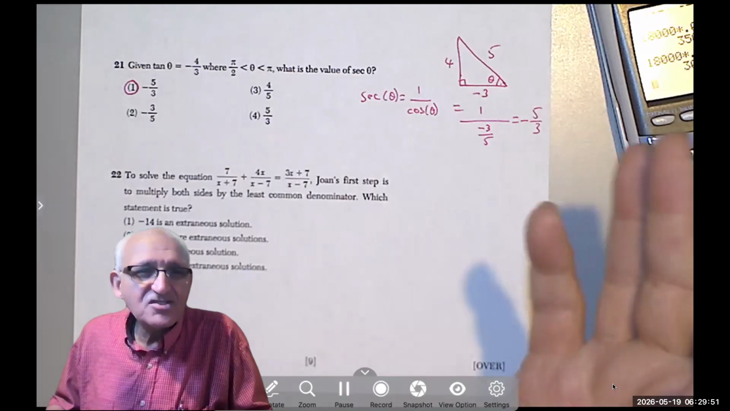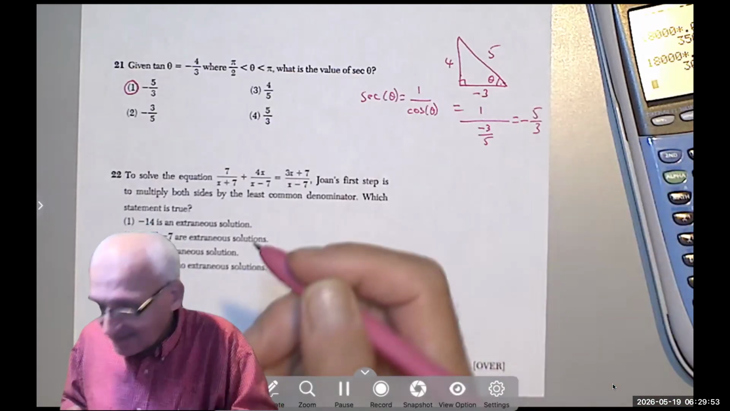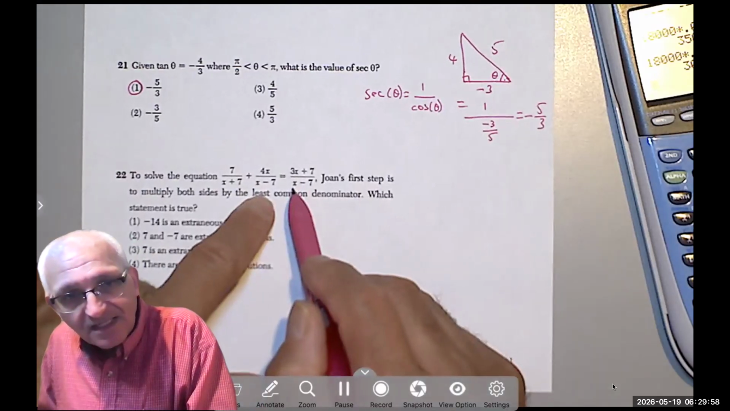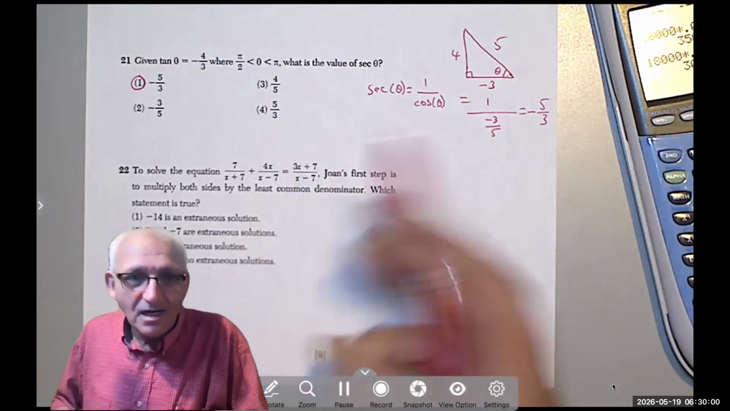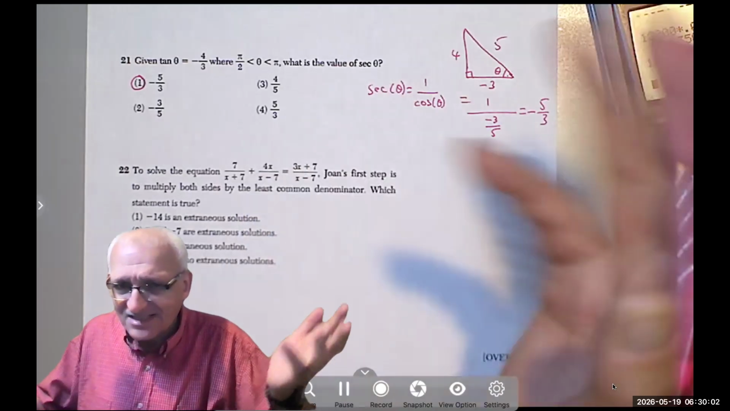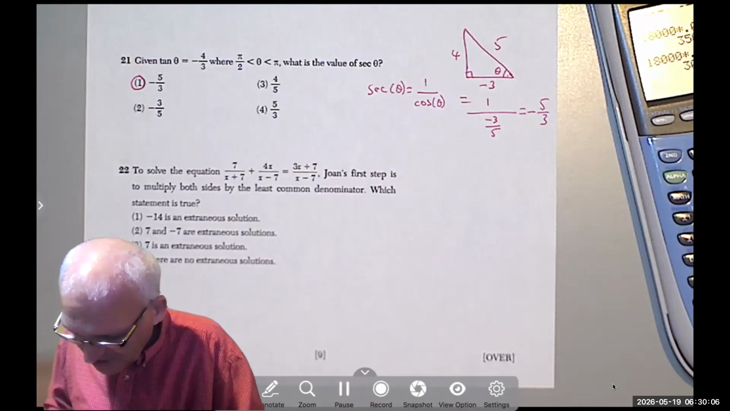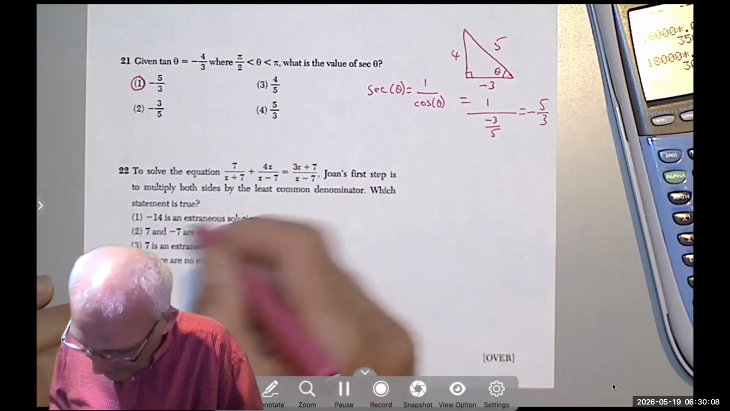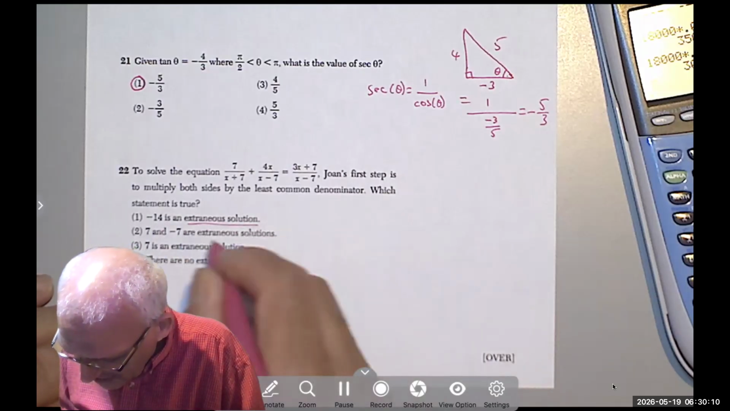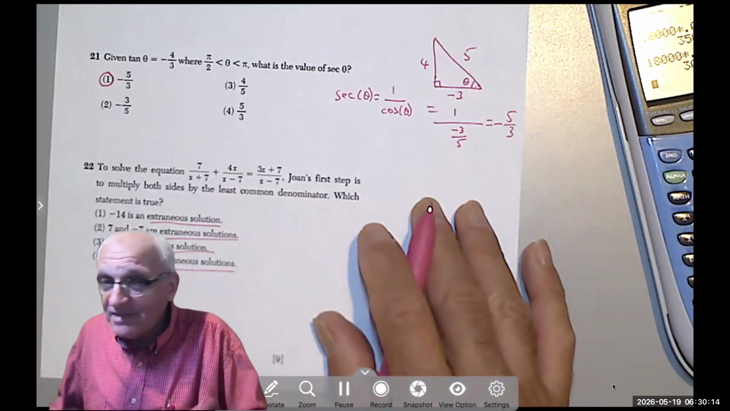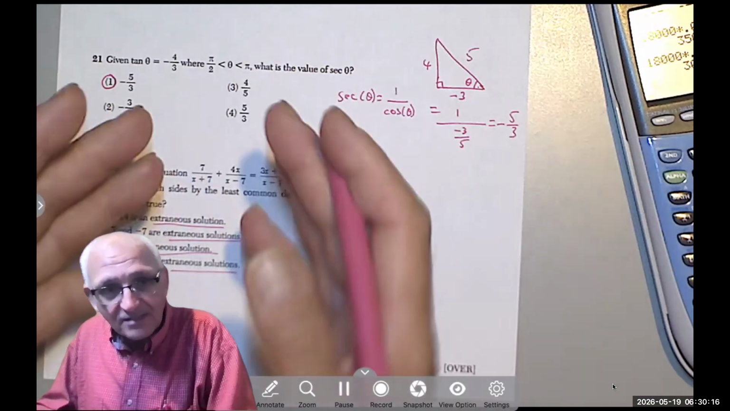So I don't have an extraneous solution. Notice they didn't tell you which one of those results in, like, a 0 denominator or something. No, they didn't say that. They say which statement is true, and all of them are talking about extraneous solutions. So you have to find the solutions first. I may have none, I may have one, I may have both.